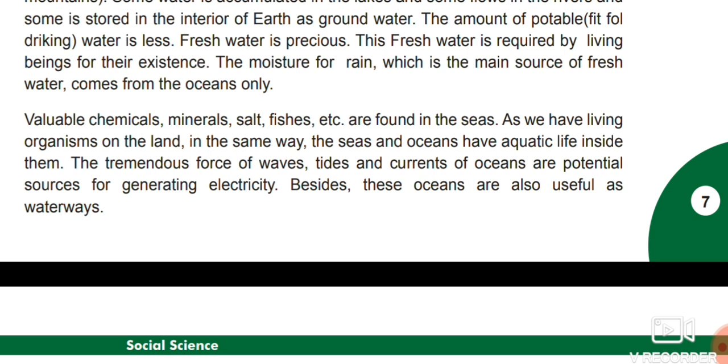Yes, that we get valuable chemicals, minerals, salt, fish, and sometimes we also generate electricity. There is aquatic life, so out of aquatic life, seafoods can also be consumed as food. Besides, the oceans are also useful as waterways. Obviously, yes, it is a means of transportation.